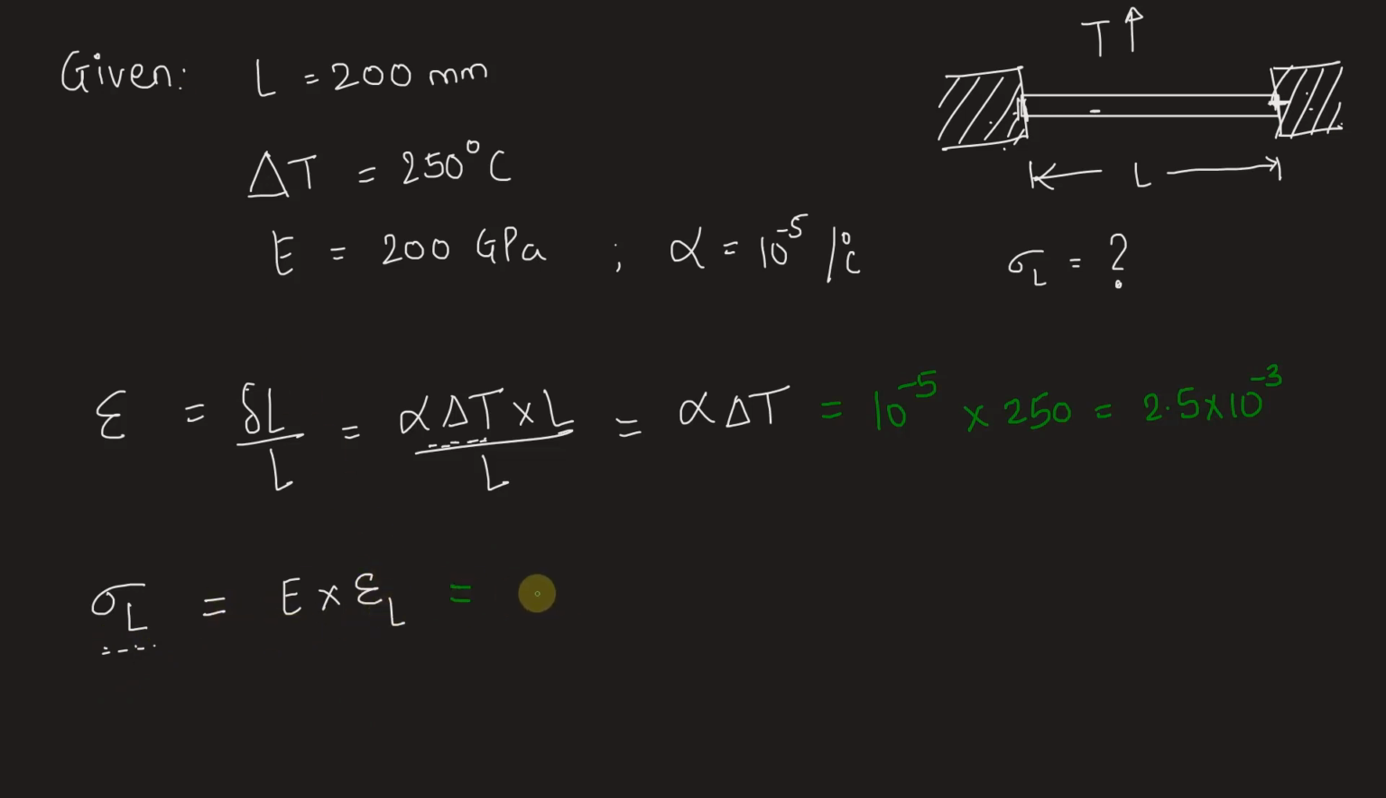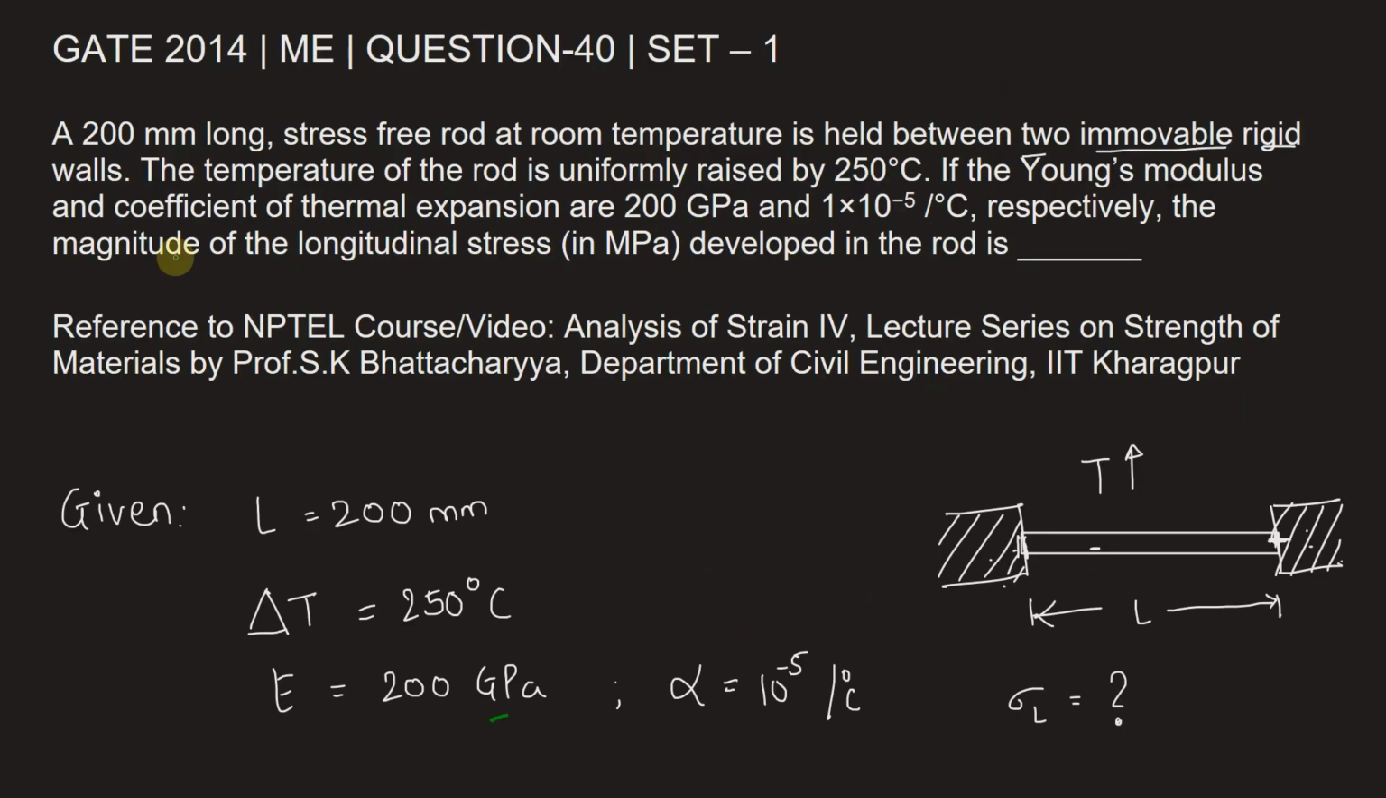So this will be equal to E is 200 gigapascal. Let's convert it to megapascal. So we have 200 into 10 to the power 3 megapascal into 2.5 into 10 to the power minus 3. So this simply gives 500 megapascal. The magnitude of longitudinal stress is 500 megapascal.